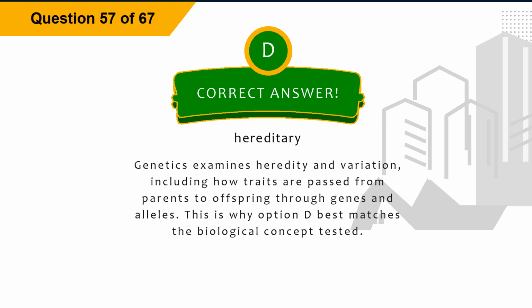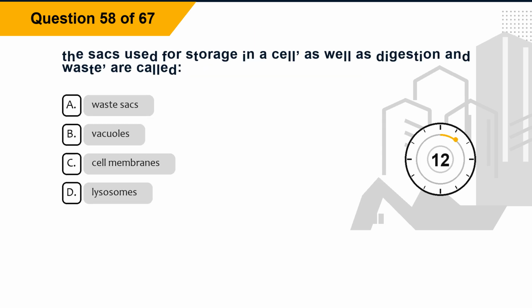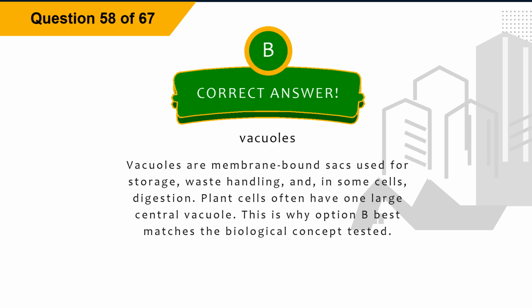This is why option D best matches the biological concept tested. Question 58. The sacs used for storage in a cell, as well as digestion and waste, are called. Option A, waste sacs. Option B, vacuoles. Option C, cell membranes. Option D, lysosomes. The correct answer is option B, vacuoles.